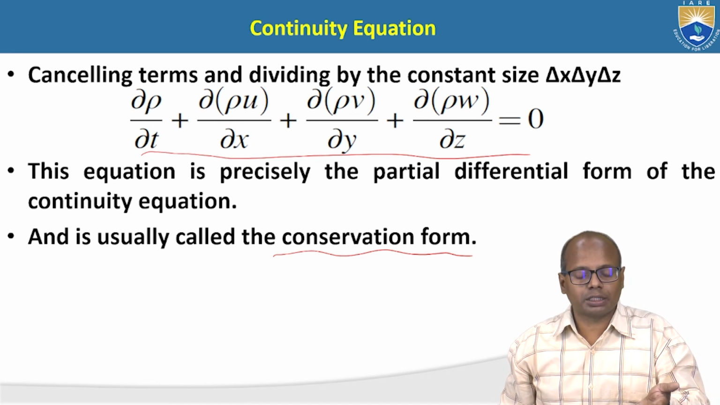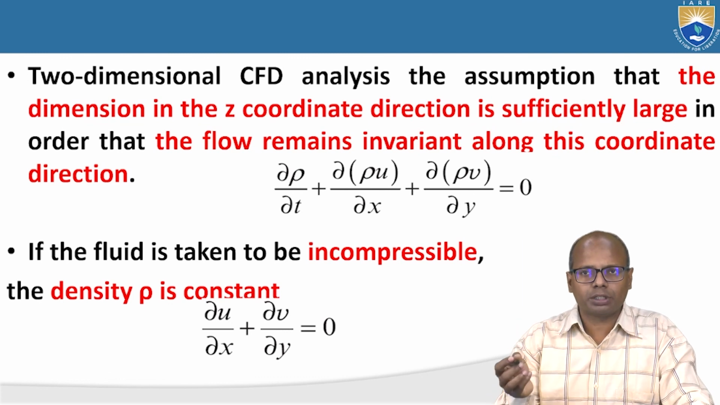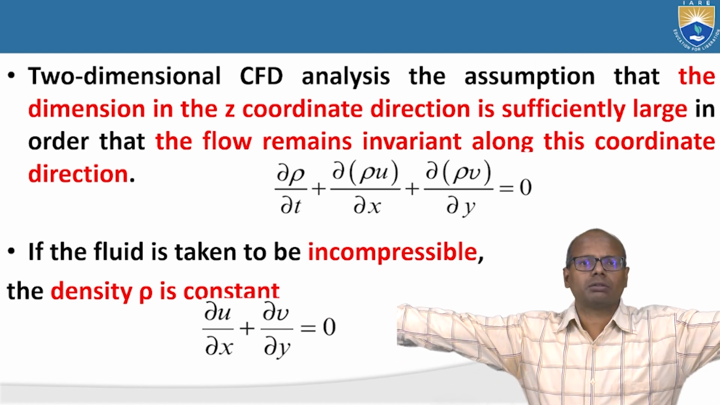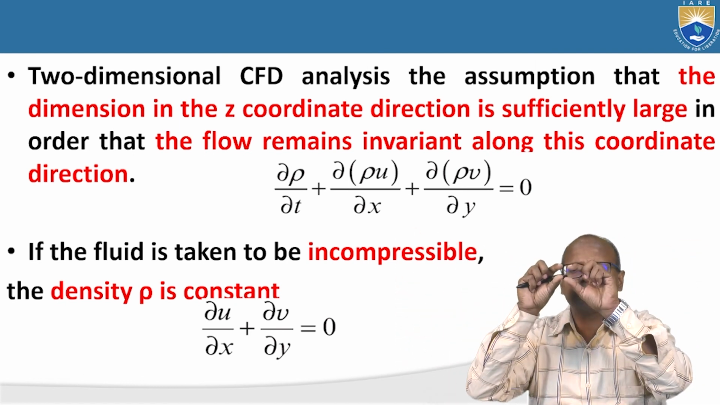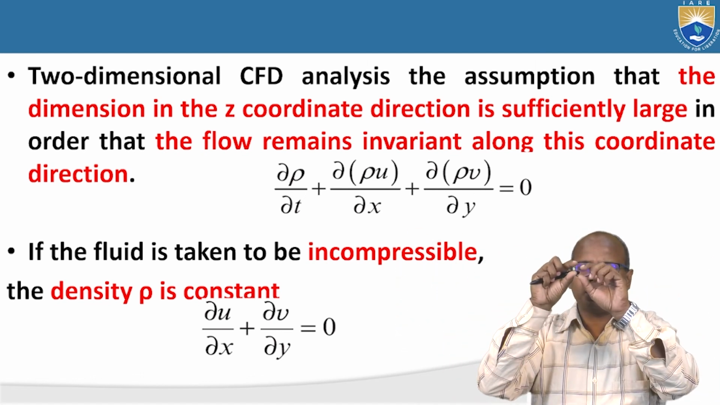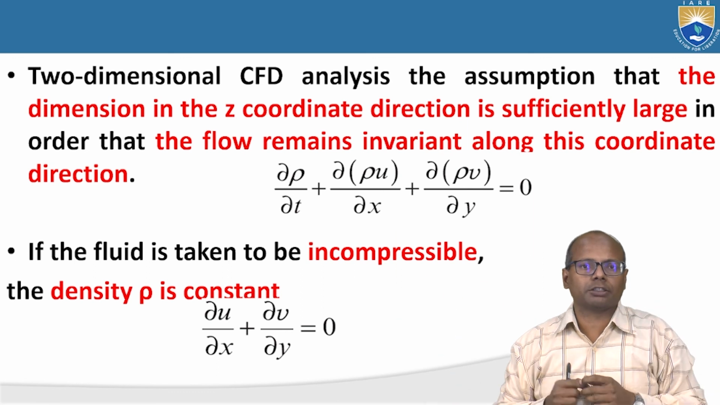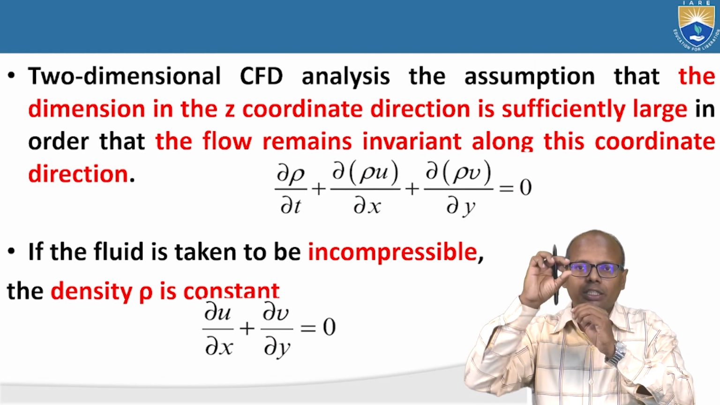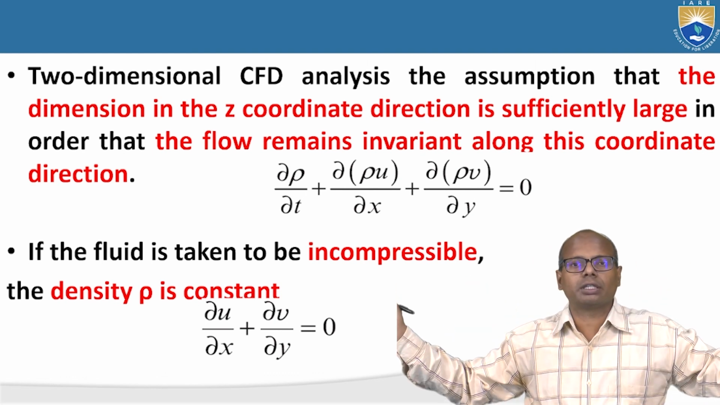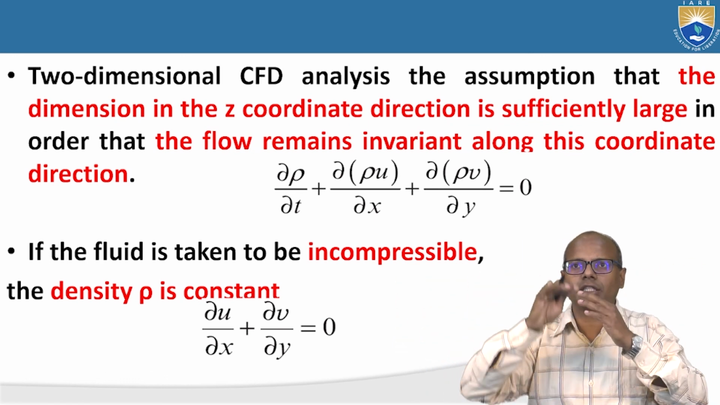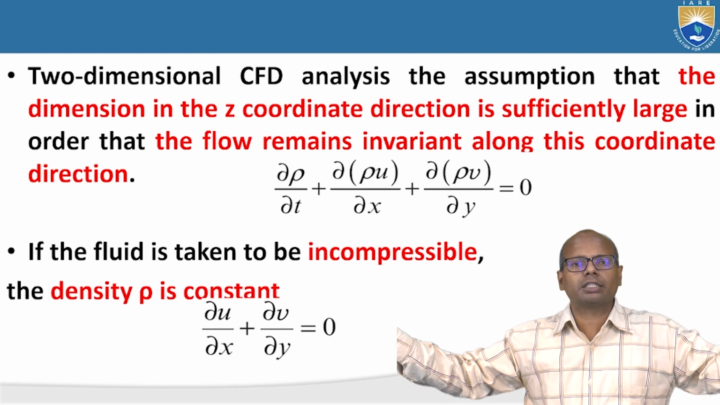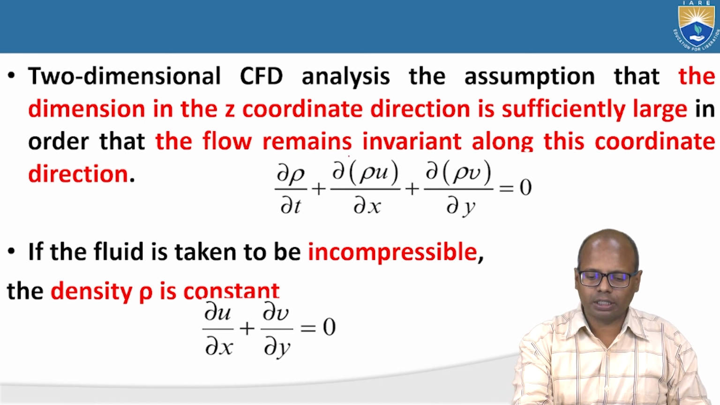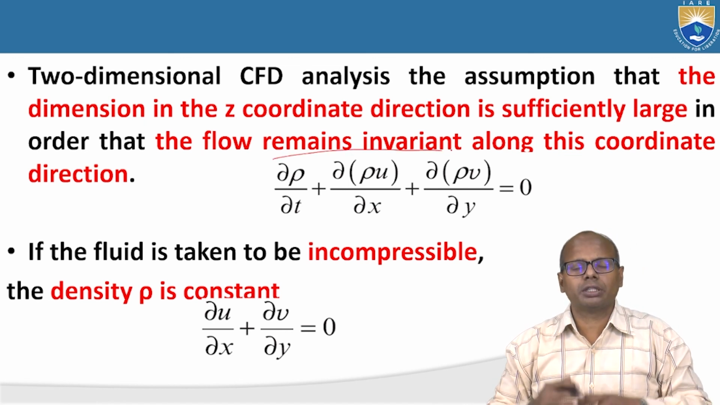We can apply some simplifications saying that it is a two-dimensional flow. Two-dimensional flow in the sense, say suppose this much length is there, but the height is only this much. This is very insignificant when compared to this length. So the flow is influenced by this thickness, but in the z direction, say suppose this is z direction, this is y direction and x direction. So in this z direction, because the length is too large, the effect is very less. So that is what is saying here, the flow remains invariant in that z direction.